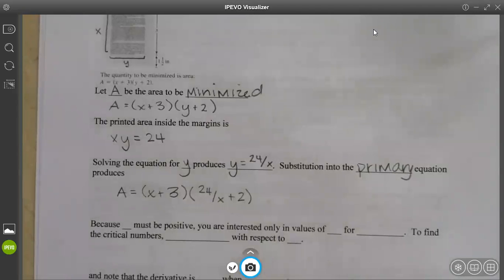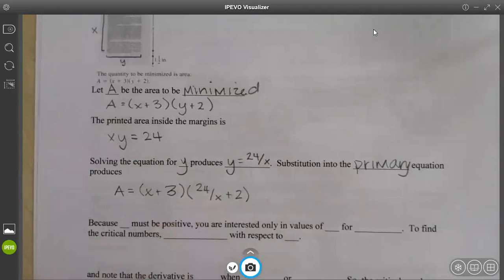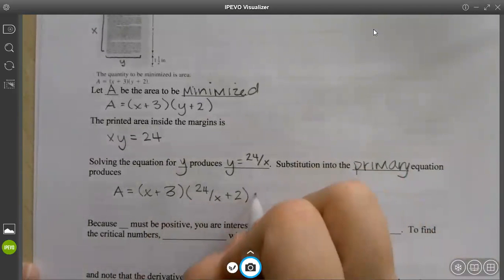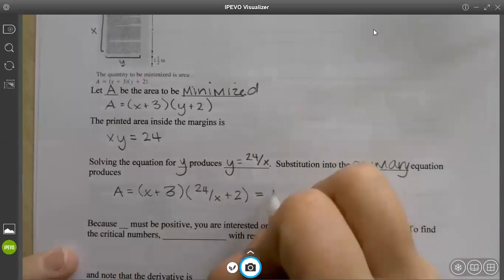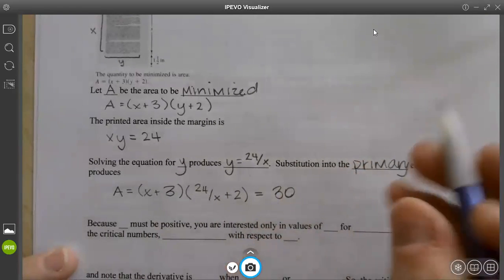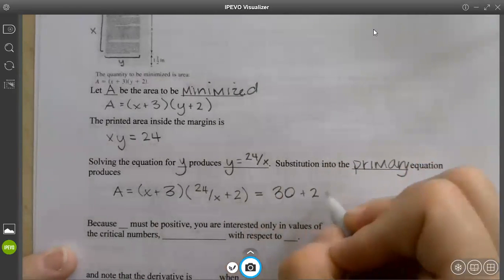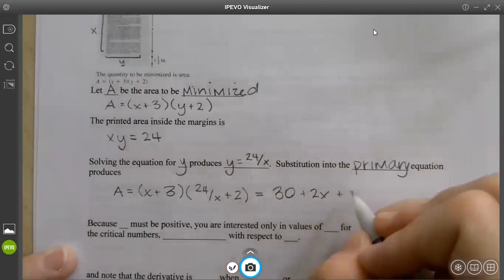All right. Simplify this out. Remember you would double distribute. Is everybody good with that? I'm not going to write this one out, but I'm going to tell you what it is. When you double distribute, you get 30 plus 2x plus 72 over x.